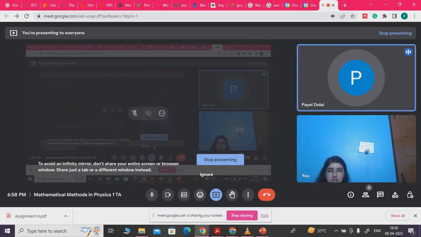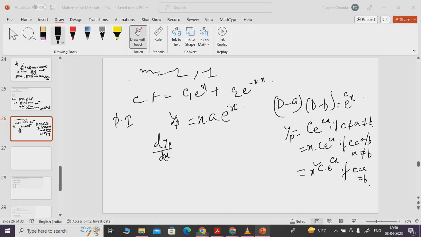Ma'am, why shouldn't we get the first one as the second? Okay, no, it will not be the first one. You are saying that why it is x into e to the power x, not only e to the power x, right? Yes. Here what is the condition?